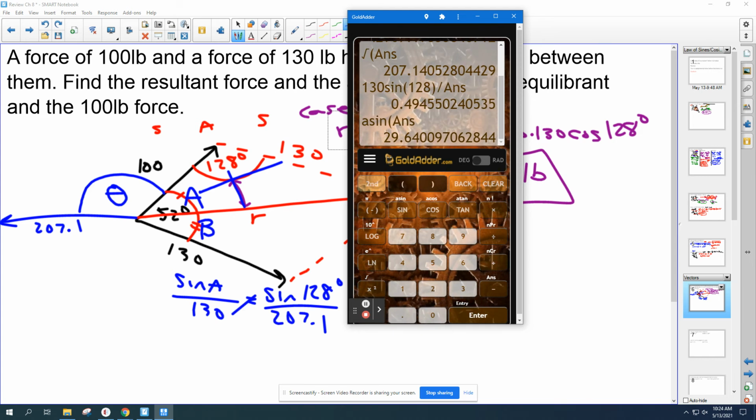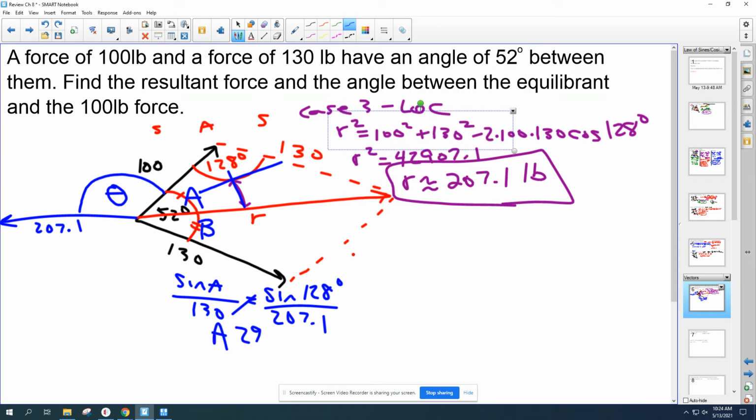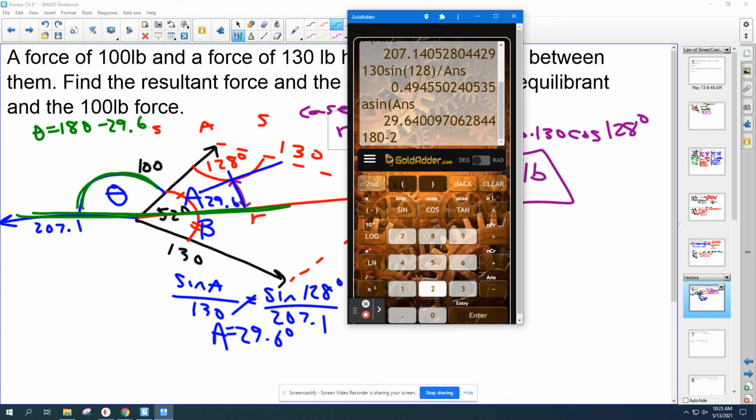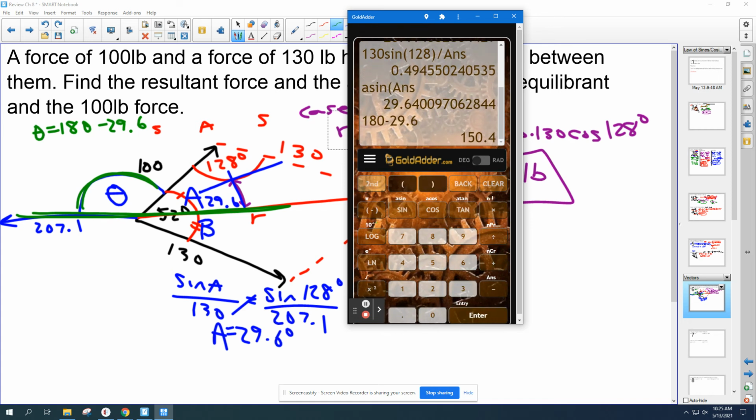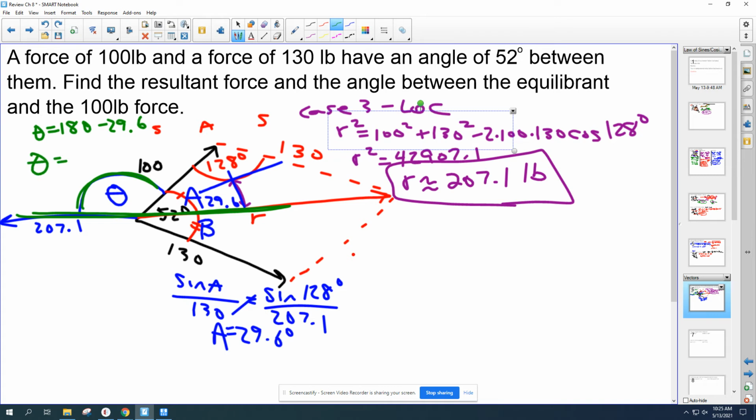All I need is the first angle. A is 29.6 degrees. Remember when we thought it was 26? It's not 26, it's 29.6. So then all we have to do to find this angle is notice that this is supposed to be a straight angle, or 180. So this angle right here, theta, is 180 minus 29.6, which is 150.4. Students really struggle with that question. Okay, moving on.